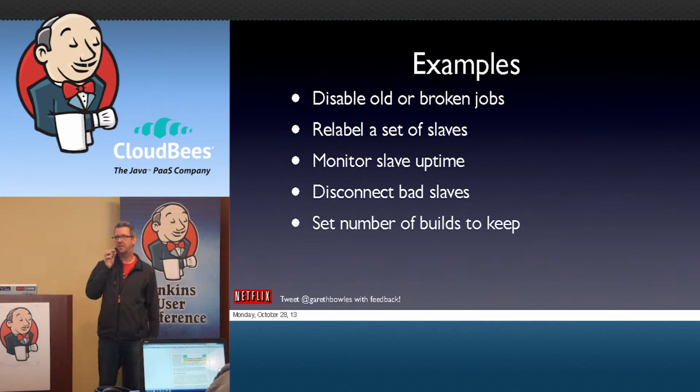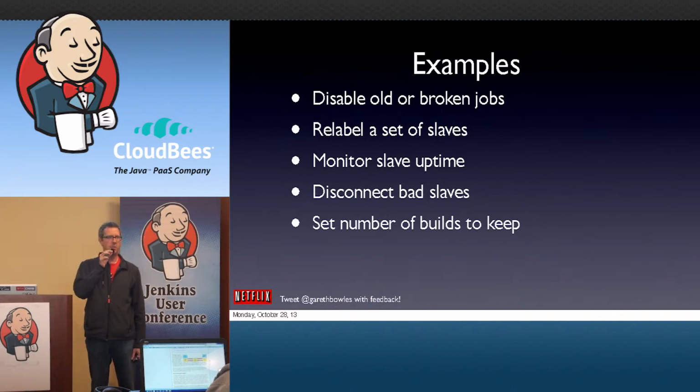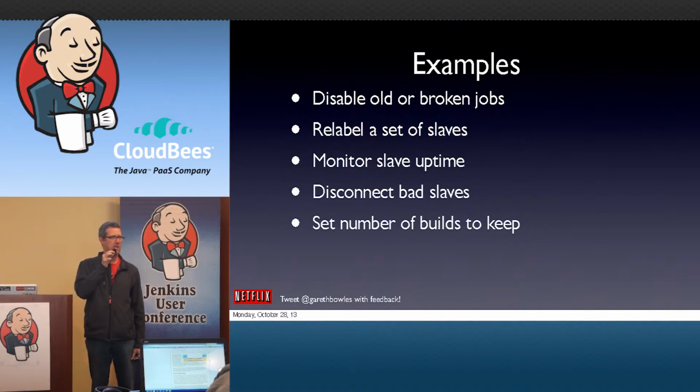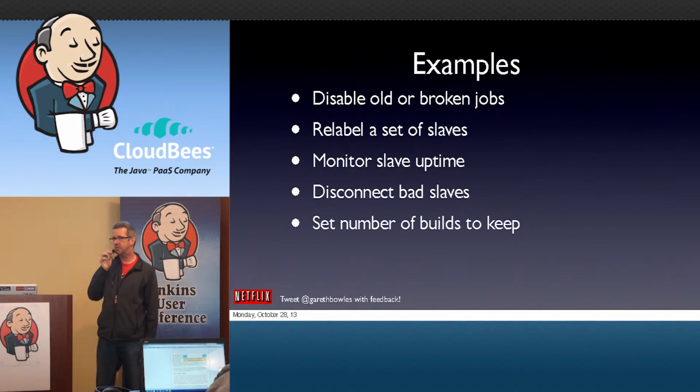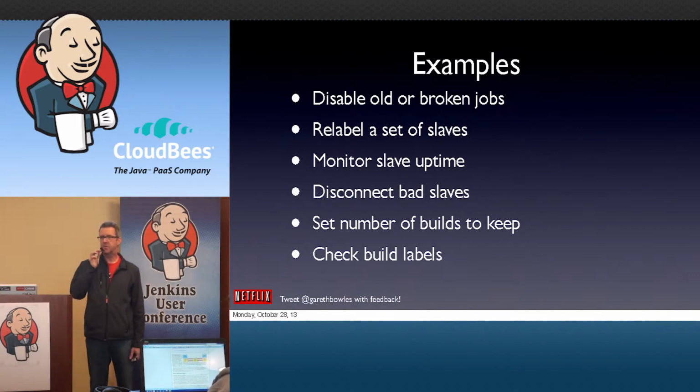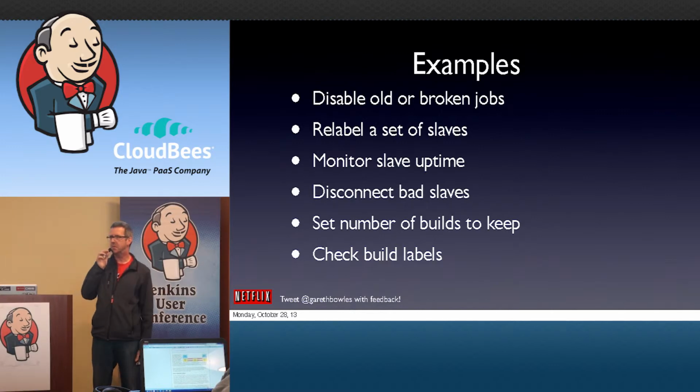We automatically set the number of builds to keep for new jobs. If that's not set, then it will keep an unlimited number of builds, and disk space can get out of control pretty quickly on the master. We can also check build labels so that any unlabeled builds, which might end up on a random slave, for instance a Linux build ending up on a Windows slave, are caught. We make sure the standard labels are set up so that the builds end up in the right place.